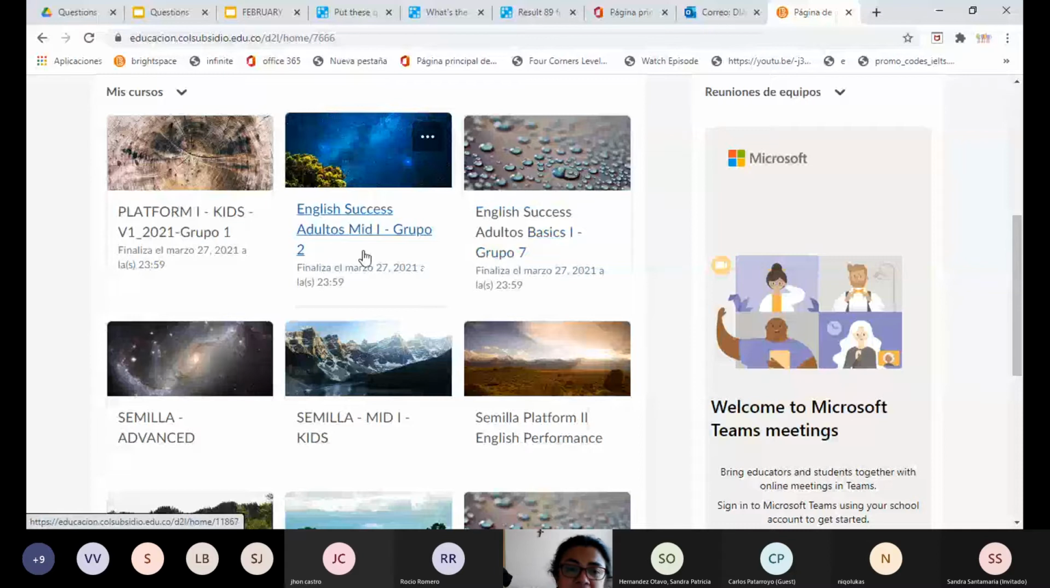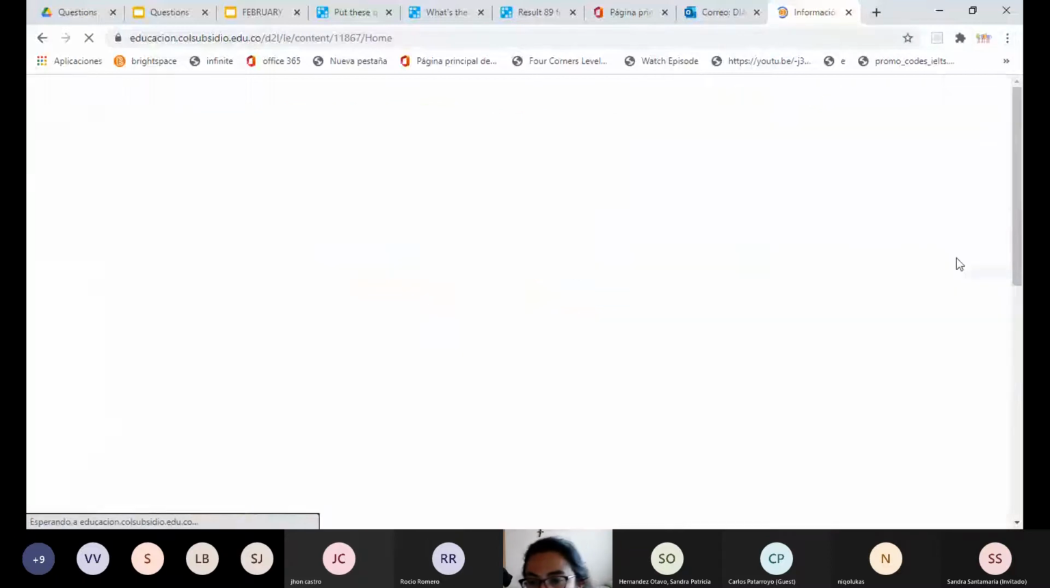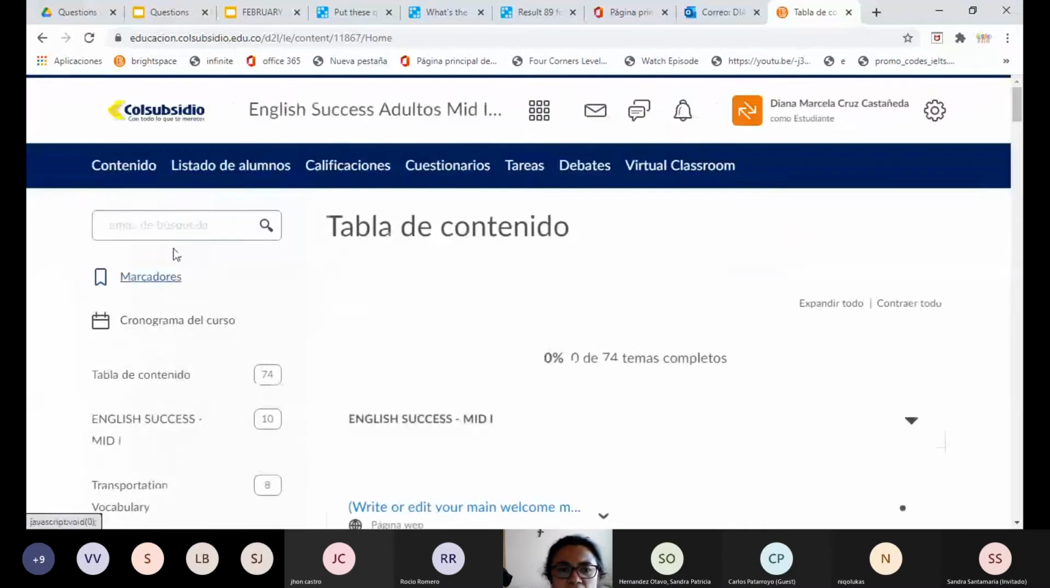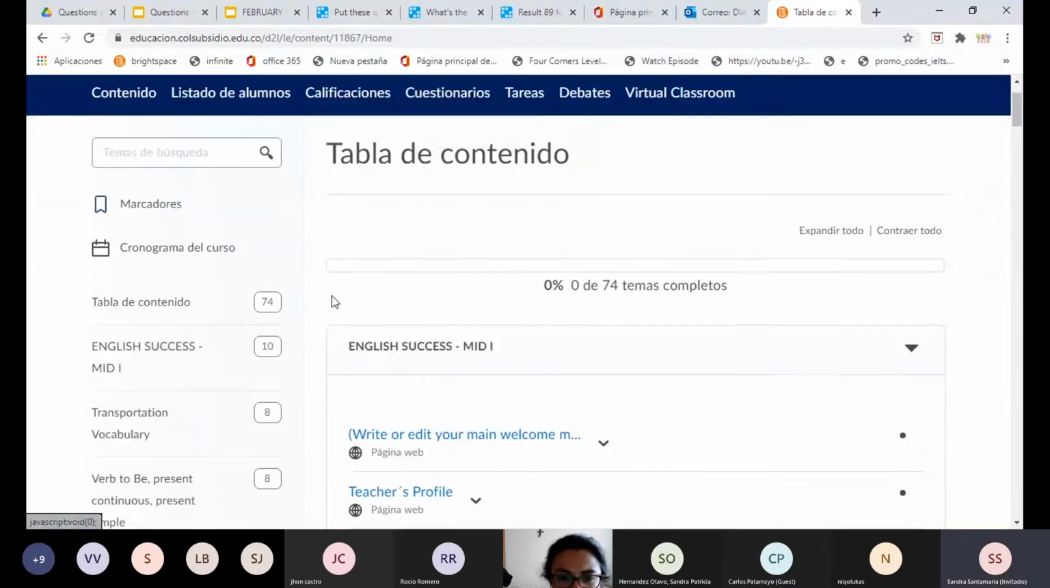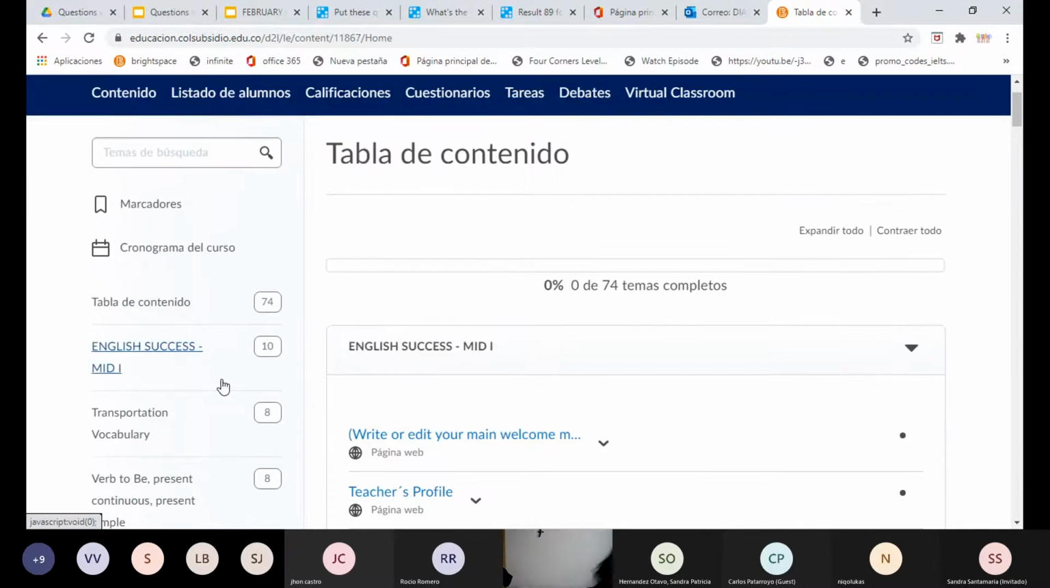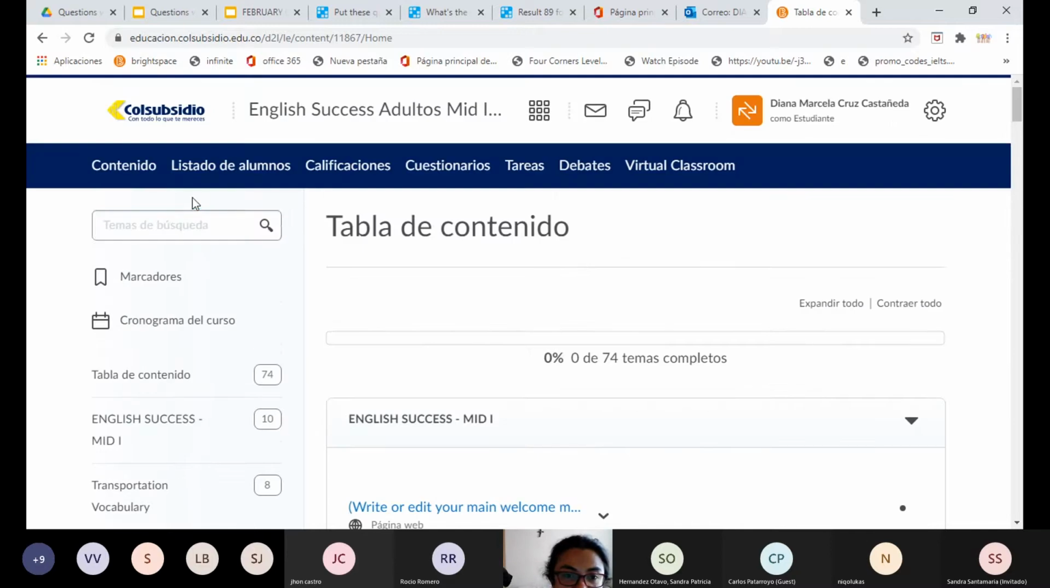So what's the idea with this platform? To practice with the topics we do in the class, okay? So I'm going to show you how the student will see the content of this platform, okay? Usually you have this website like this, once you log in, and on the left side, en la parte izquierda, you will find the topics, okay?